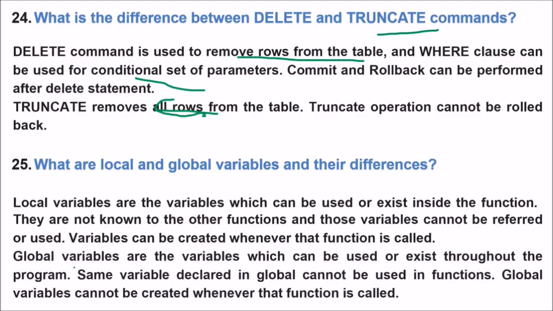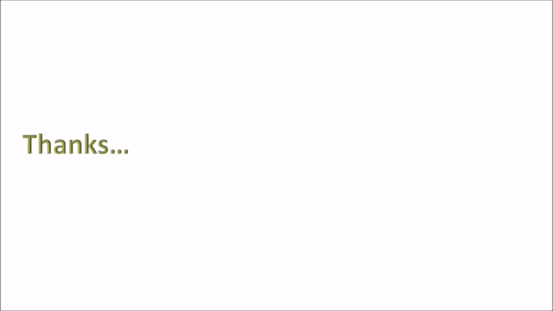Global variables are the variables which exist throughout the program. Everybody can use them. Some global variables declared globally may not be usable in functions; there is this possibility also. Global variables are not created whenever a function is called. They are already there.